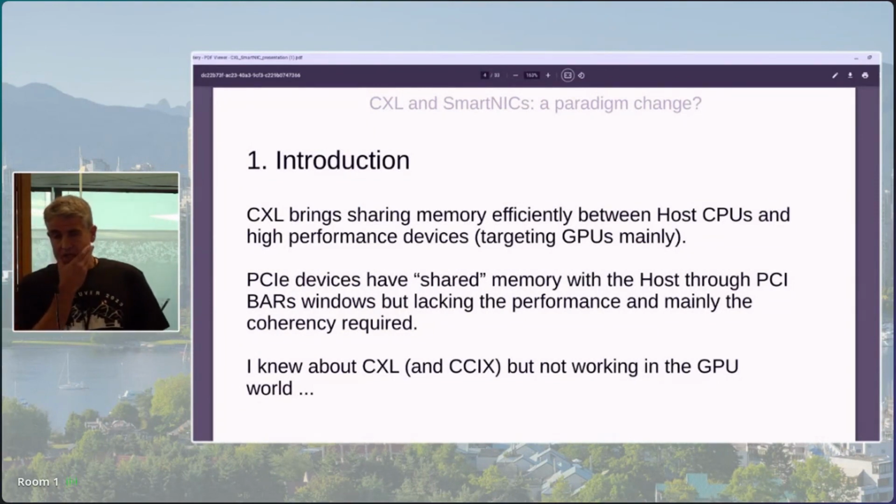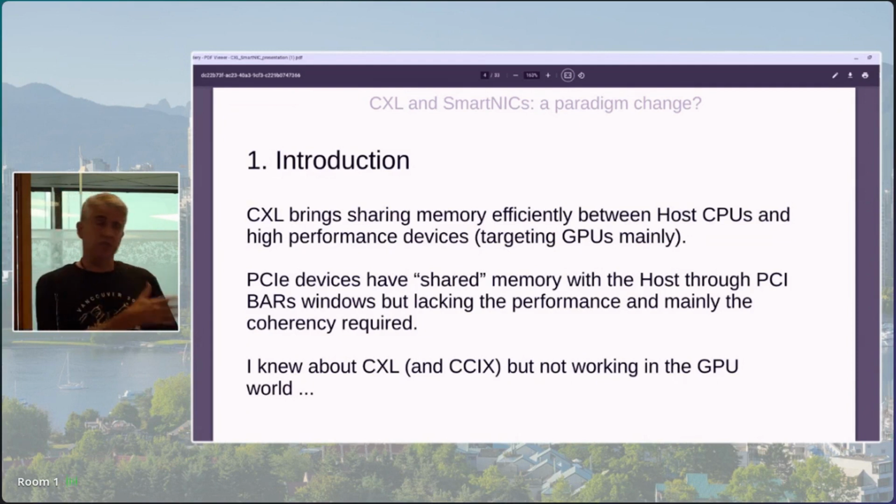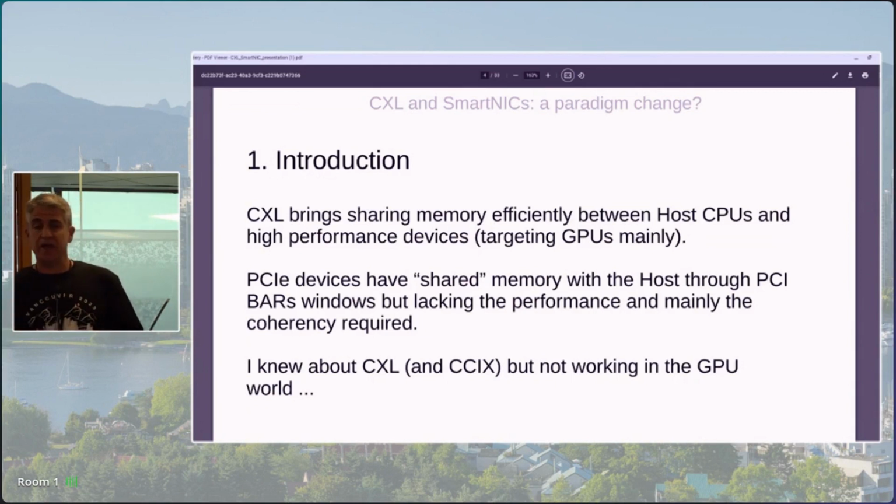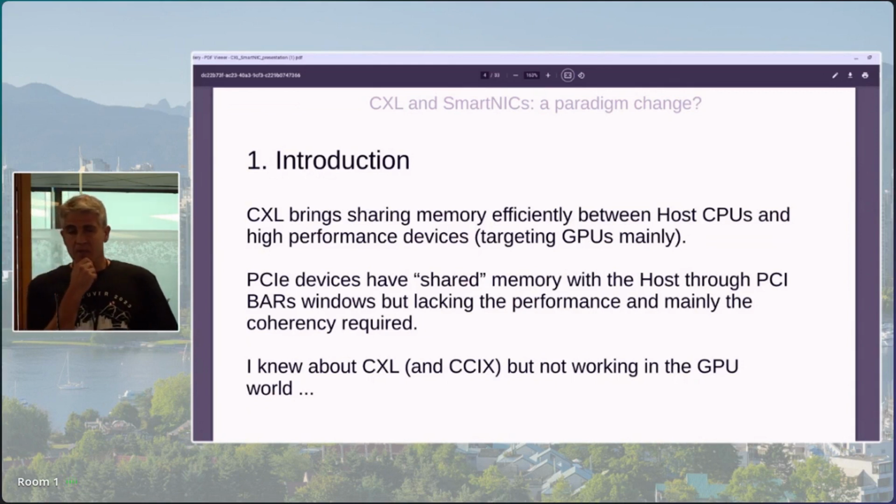My first introduction to CXL was probably around 2018, something like that. Initially I thought it was mainly for GPUs. That was, at that time, the reason behind CXL in my mind. Sujit has commented that the main reason initially was for CPUs, and then GPUs, another kind of potential sharing between the high-performance devices and the CPUs, came later.